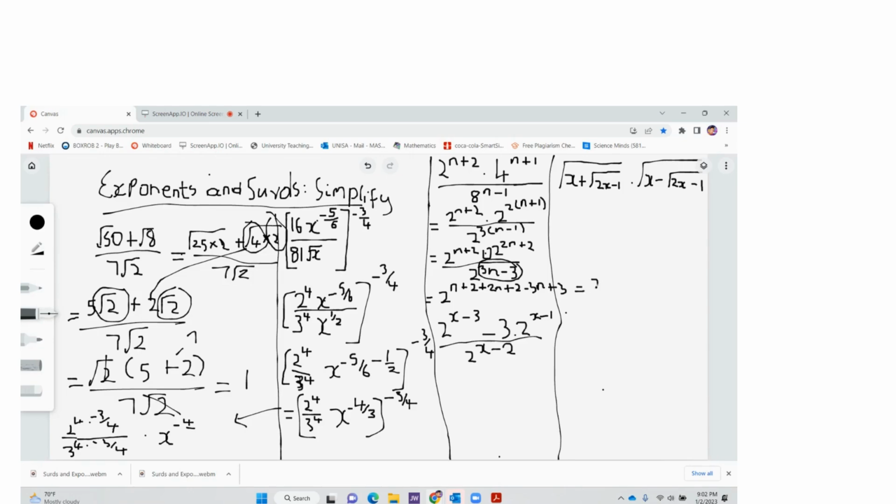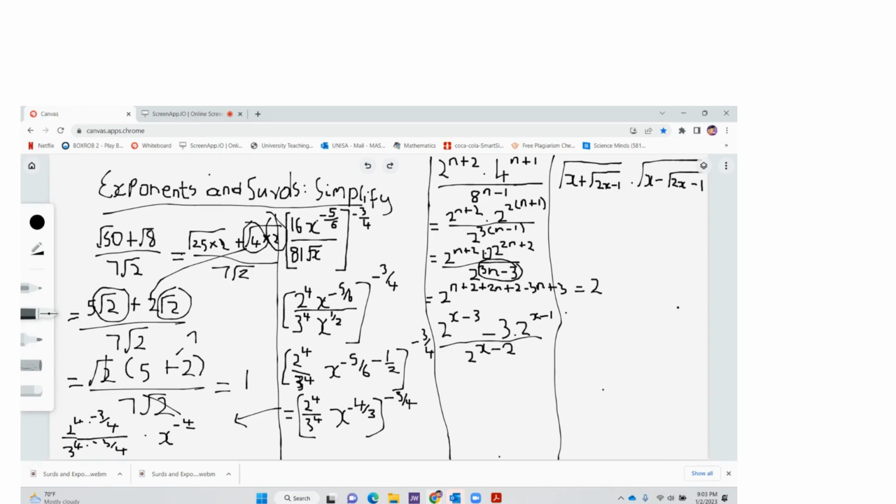Okay, so we have 2 to the power of n plus 2n is 3n. 3n minus 3n is 0. So n disappears. 2 plus 2 is 4. And then 4 plus 3 is 7. So 2 to the power of 7 is then equal to 128. The answer is 128. All right.